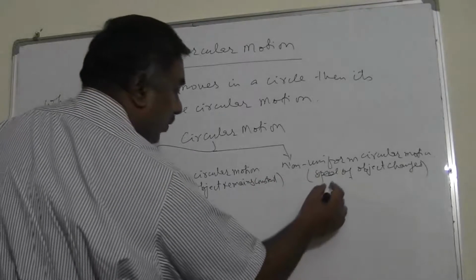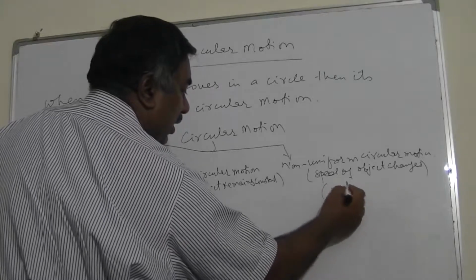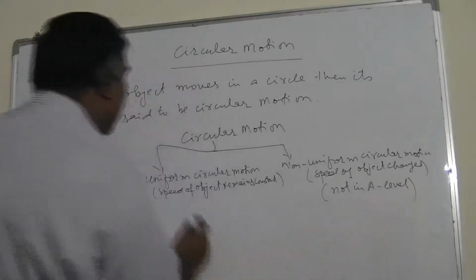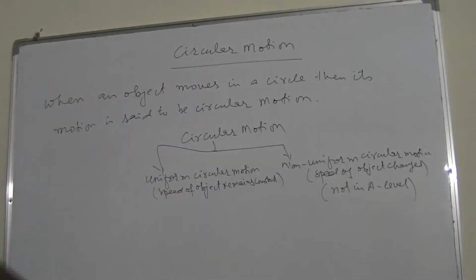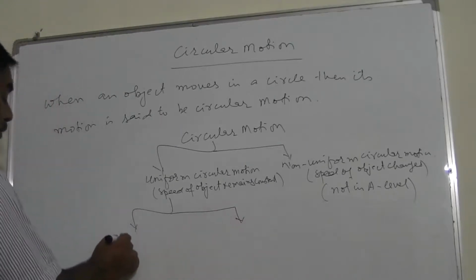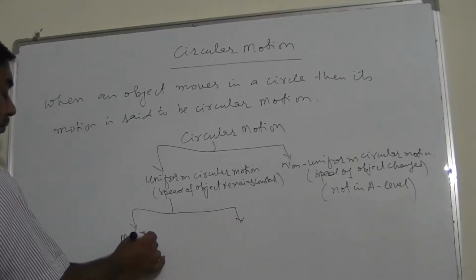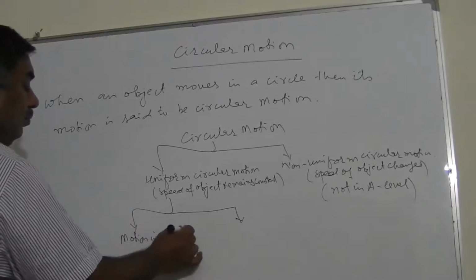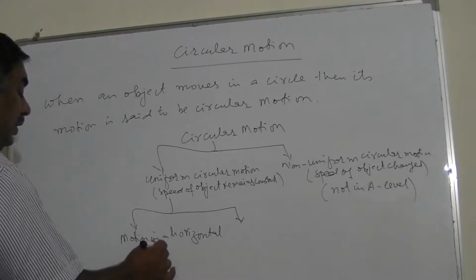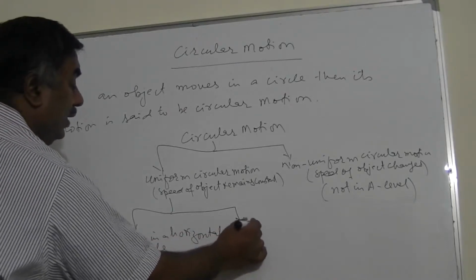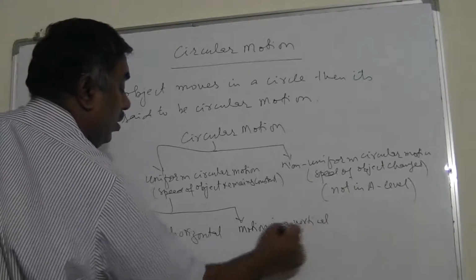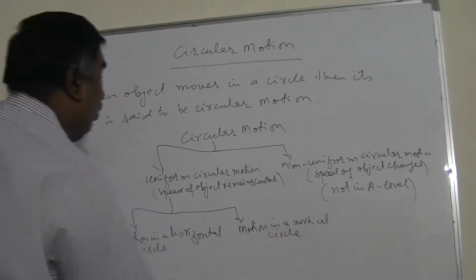Actually, this non-uniform circular motion is not in the A-level physics course. We'll be just studying the uniform circular motion. Again, it has two types. One is motion in a horizontal circle, and the other is motion in a vertical circle. These both are in our course.